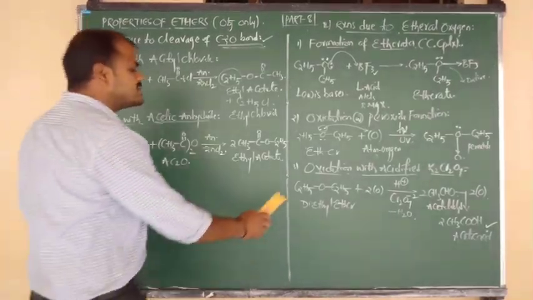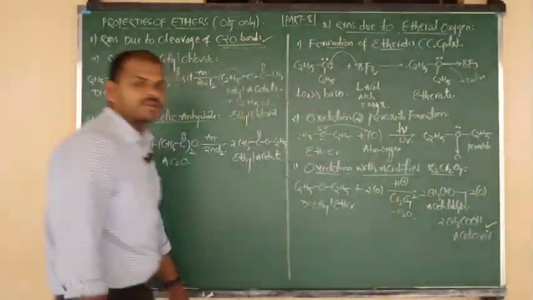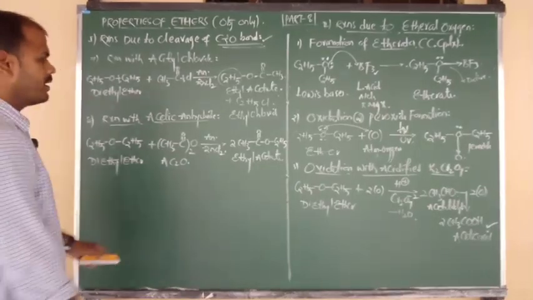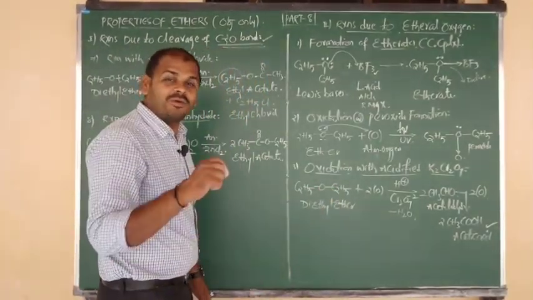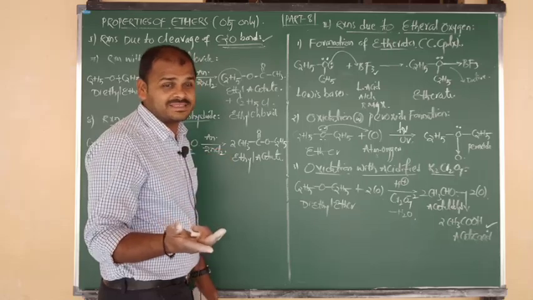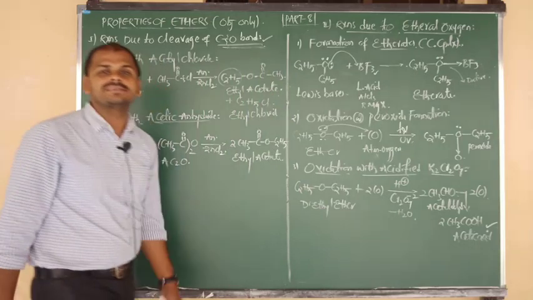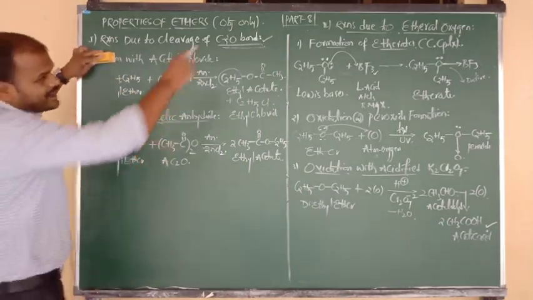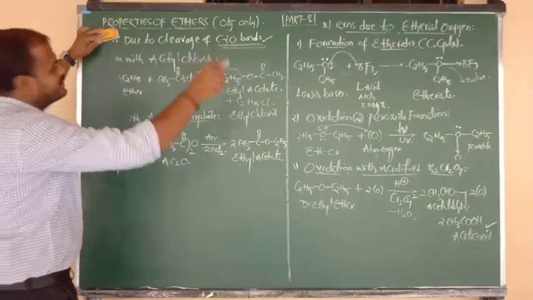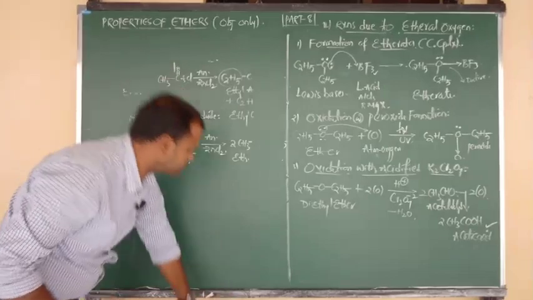So ethers upon oxidation with acidified potassium dichromate, what is the final expected product? Carboxylic acids. Suppose one is a methyl group and one more is an ethyl group, then you will get one formic acid and one more acetic acid. But here in this example, both the groups are ethyl, so the product is nothing but acetic acid. Right. Now, in the ethyl oxygen category, we have to discuss another reaction here.